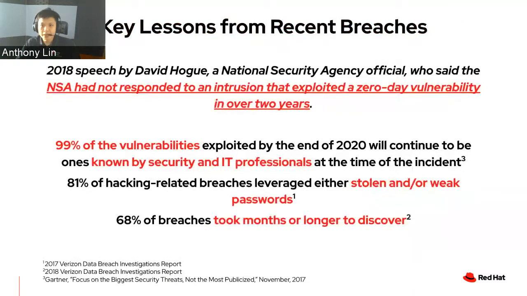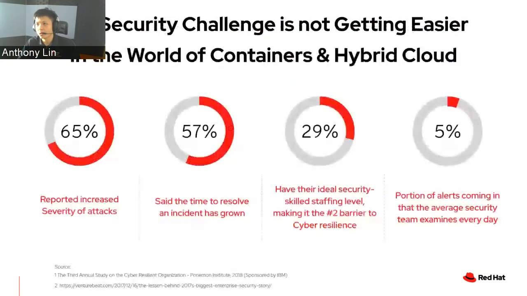So what are some of the key lessons from recent breaches? In 2018, the NSA. In 2020, we talk about 99% of the vulnerabilities continuing to be ones known by security and IT professionals at the time of the incident. Recently we saw SolarWinds, Microsoft, different things going on. So we know this kind of stuff will always continue, and hence we want to manage all these things easier and better using automation.